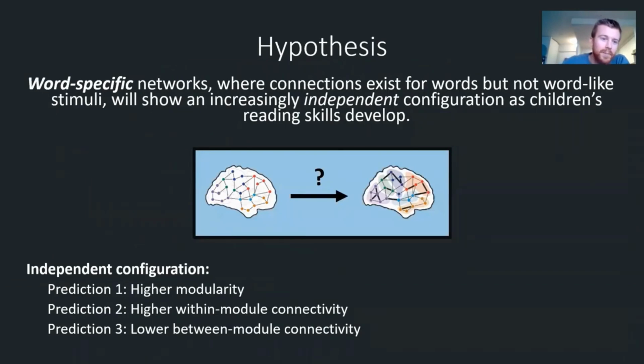So, given that the automatized processing of single words is so important for reading, we suspect that these word-specific networks we're analyzing, again, where connections exist for words but not word-like stimuli, will show an increasingly independent configuration as children's reading skills develop. This leads us to three predictions. First, we expect these word-specific networks to have higher modularity. Second, higher within-module connectivity. And third, lower between-module connectivity as children's reading skills develop.